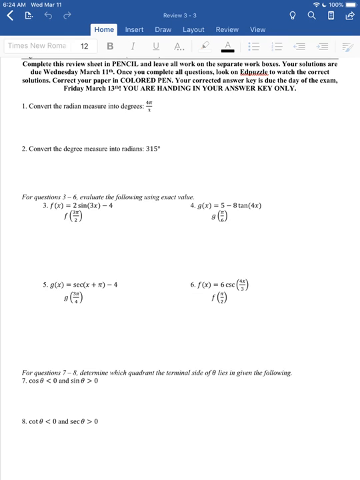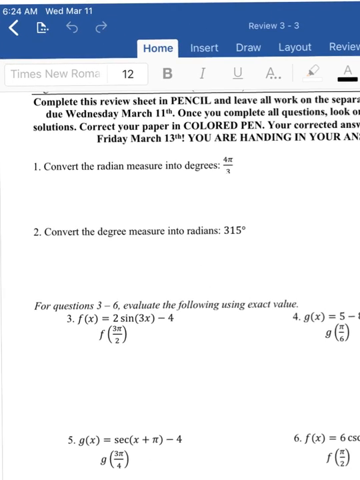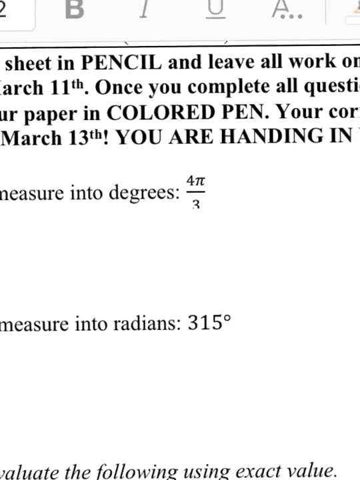All right, guys, so we're going to start reviewing for the third test of the third quarter. For number 1, convert the radian measure into degrees. We have 4 pi over 3.